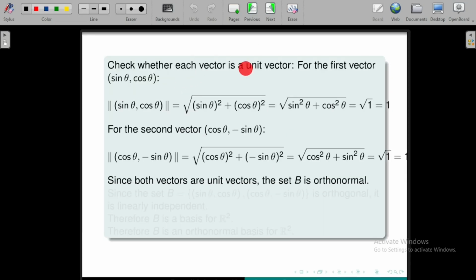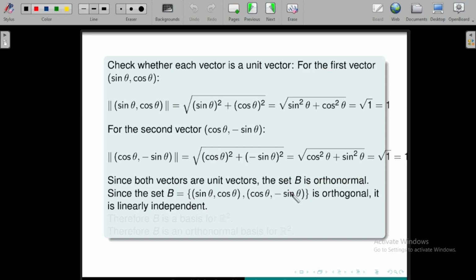Now we have to check whether it is of unit length. So what's the norm of the vector (sin theta, cos theta)? It is square root of sin squared theta plus cos squared theta. It's equal to root 1, that's equal to 1. And for the second vector also, the norm is equal to 1. So we have shown that these two vectors are orthogonal and of unit length. Therefore, the set B is orthonormal.